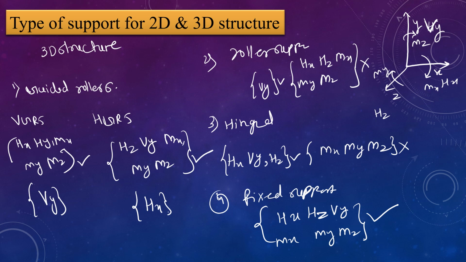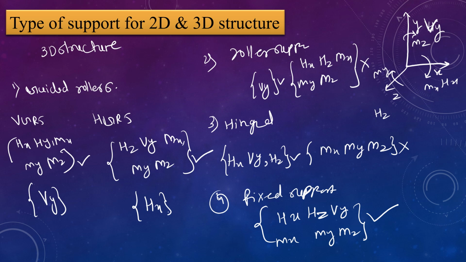Here one thing is important to remember: if in any support there is an allowance of movement in any direction, then the value is absent there, because there is no restriction, so no value. And if there is a restriction of any kind of force on any kind of support, then the value of that force is present there.